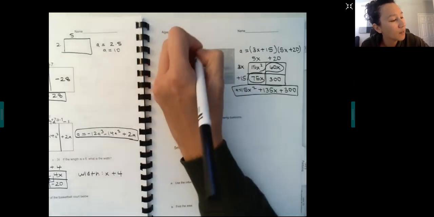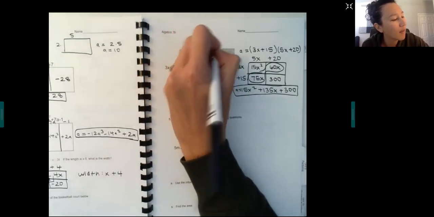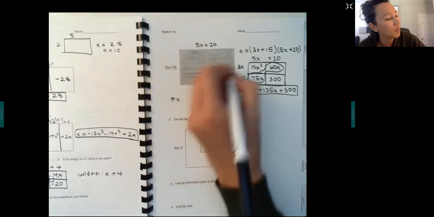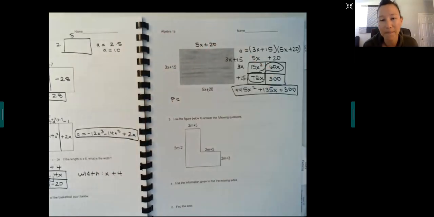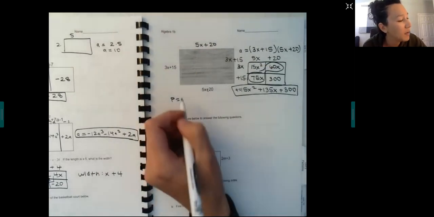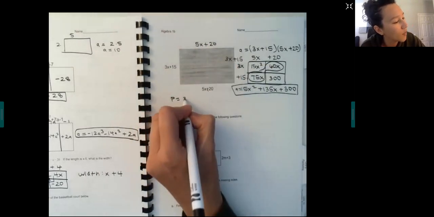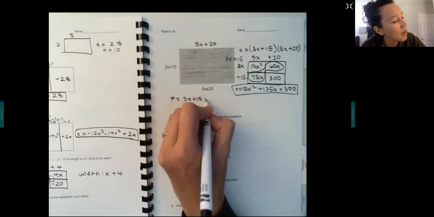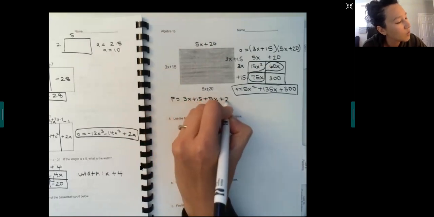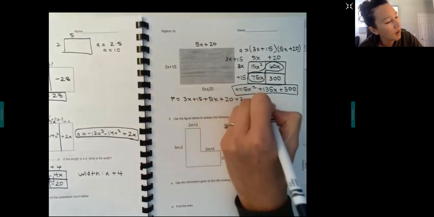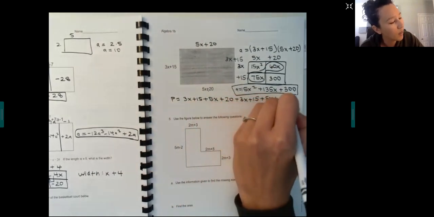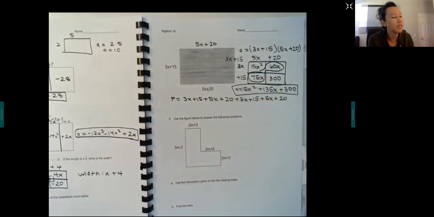So if this side's 5x plus 20, then we know this side's also 5x plus 20. If this one's 3x plus 15, then we know this side's also 3x plus 15. So to find the perimeter, we have to add up all those sides. So 3x plus 15 plus 5x plus 20 plus 3x plus 15 plus 5x plus 20. So we just add up the 4 sides for the perimeter.